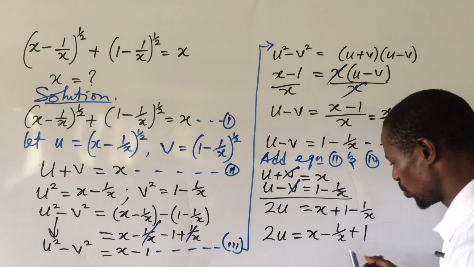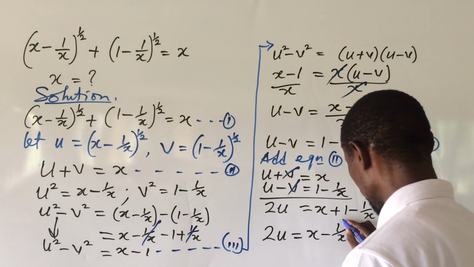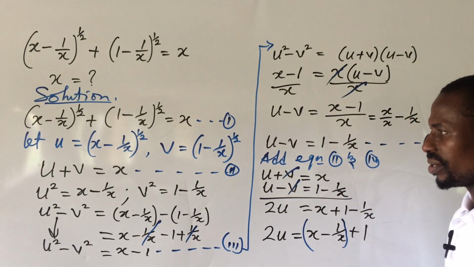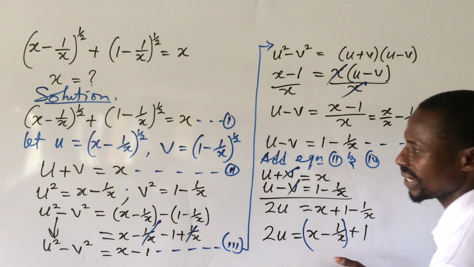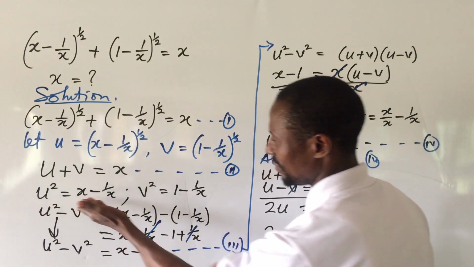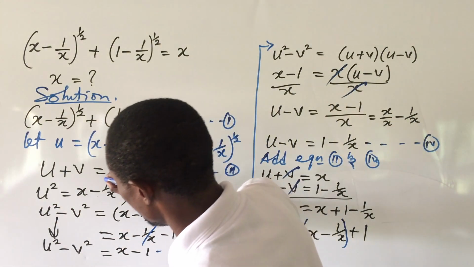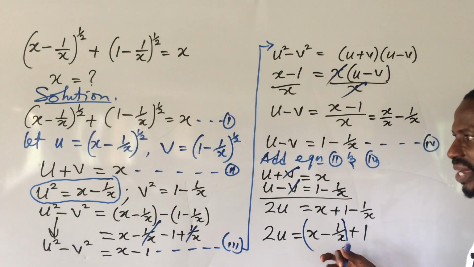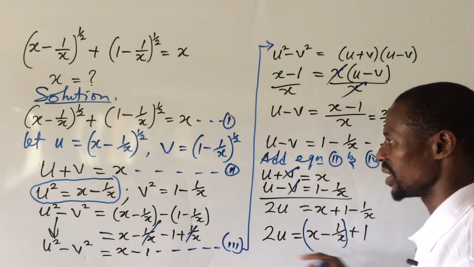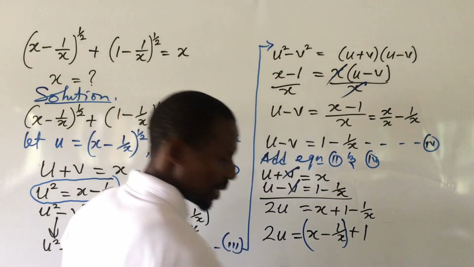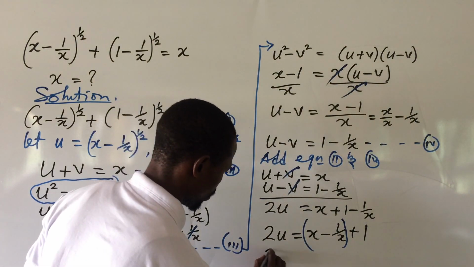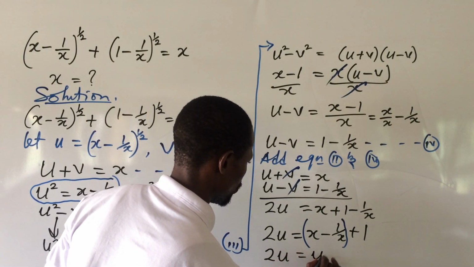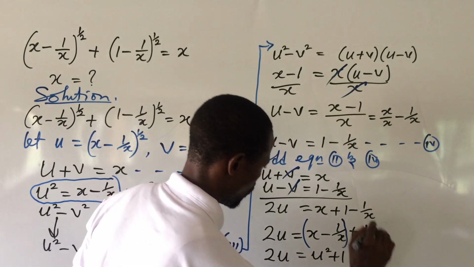Good. Take a good look at what we have in here now. Everything we have in here, we have it somewhere among the equations over here. What we have here is the same thing we have here. Let's circle it out. Look at this expression, it's the same thing. So we can replace the whole of this with u squared, and this expression will now become 2u equal to u squared plus 1.